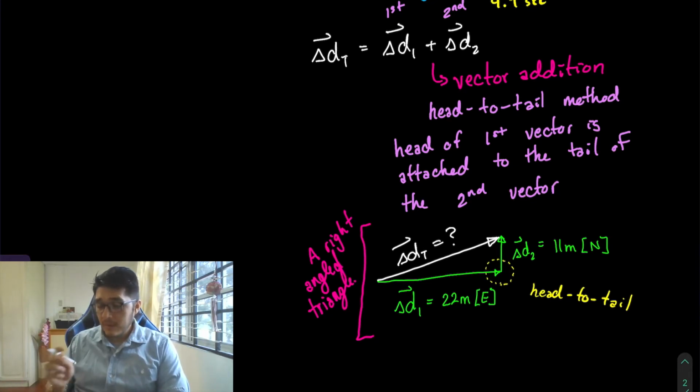And this means that for this right angle triangle, we have the two sides. We have delta d1 and delta d2. So to find the third side of the triangle, we can take advantage that it is a right angle one, which means it's at 90 degrees. And we're going to use the Pythagoras theorem to find the unknown.